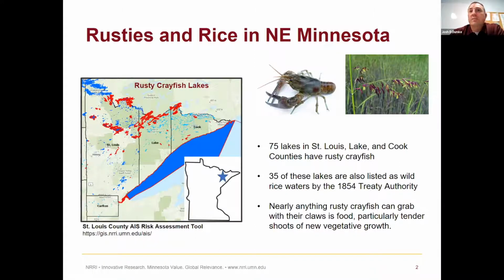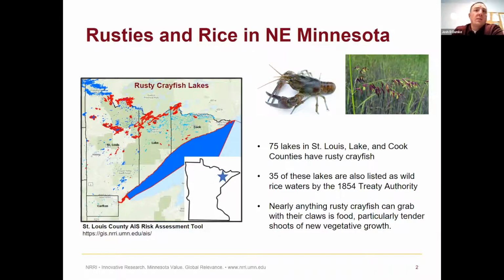In this area, there are 75 lakes in St. Louis, Lake, and Cook County that have rusty crayfish. 35 of those are listed on the 1854 Treaty Authority as wild rice waters. So we have 35 lakes that have rusty crayfish and wild rice.